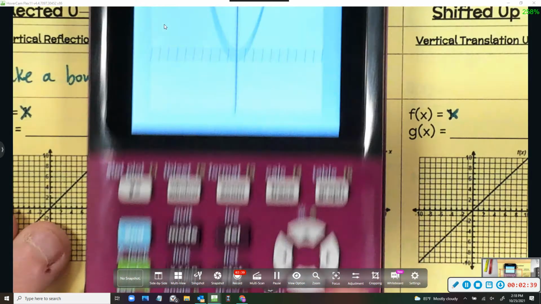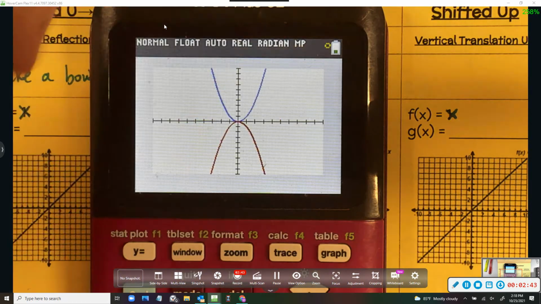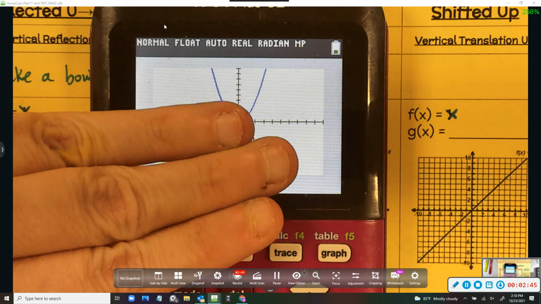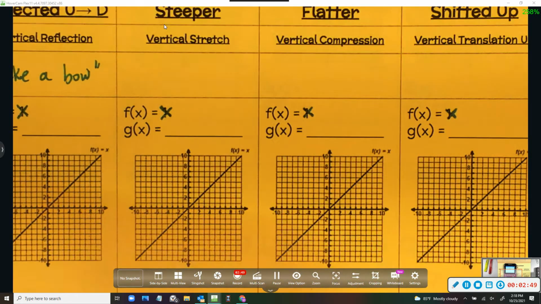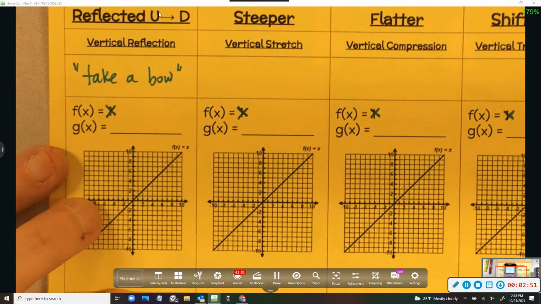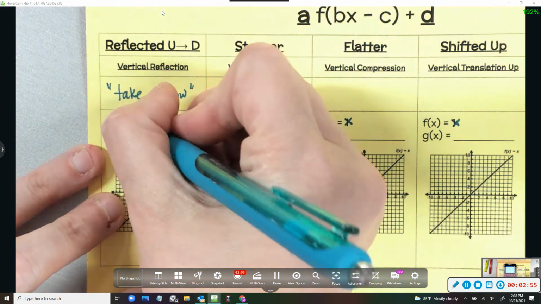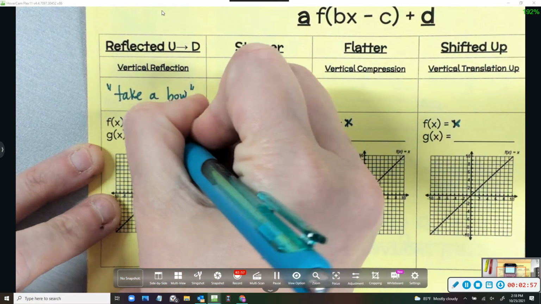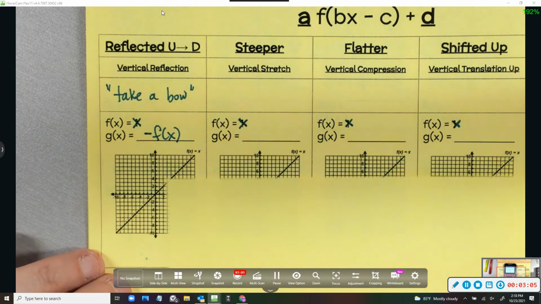Okay, so this is what a reflection looks like. You see how it was up here where the blue is, and then it reflected over. So it's like we're taking a bow, we're bending at the middle. That's how we're going to remember physically, by taking a bow. Now, this is what it looks like in function notation. It looks like that. Write it down, and then we're going to talk a little bit about what it means, because it's definitely unusual looking. We've never seen anything like that before.